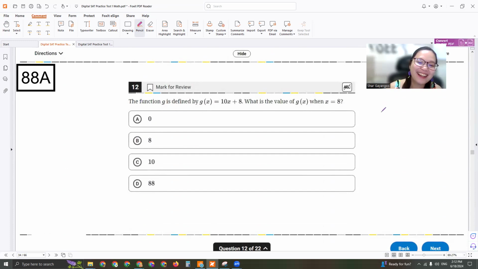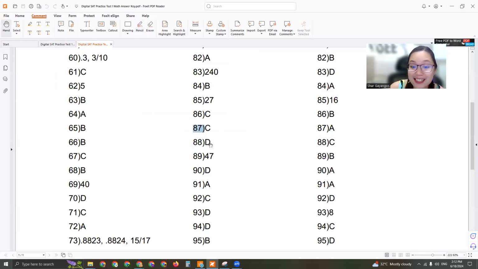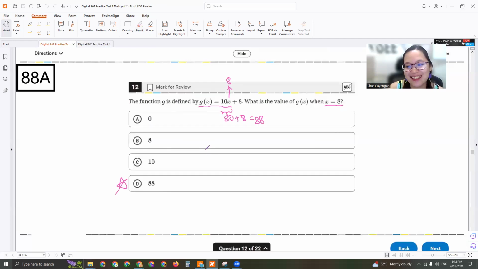All right, let's do 88. So we have g of x when x is 8. This is pretty much straightforward, right? All you have to do is plug in 8 into x, and this one gives us 80, correct? And then we have 8, so that's 88 for us. All right, so that's D. Let's go ahead and double check this part. So we got D. All right.